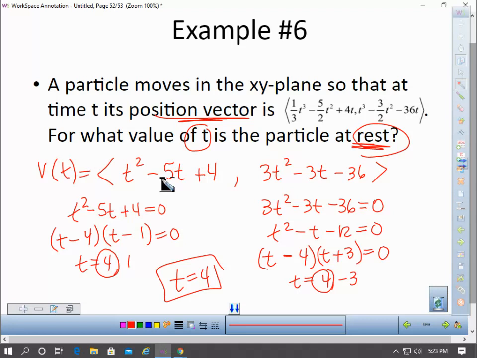So in order to be at rest, both your x component and your y component have to be at rest. So they both have to equal 0. You're looking for the number that is common to both components set equal to 0 on the velocity vector. So pretty simple, pretty simple.